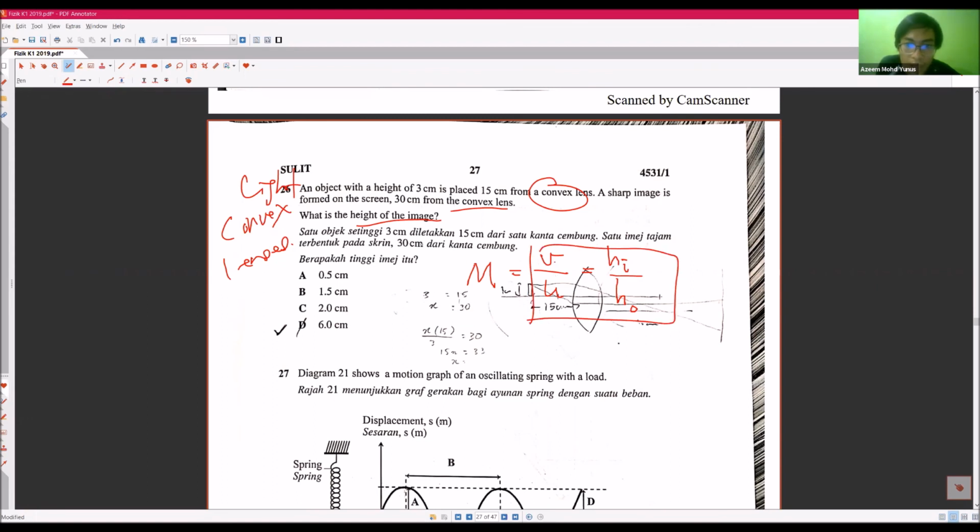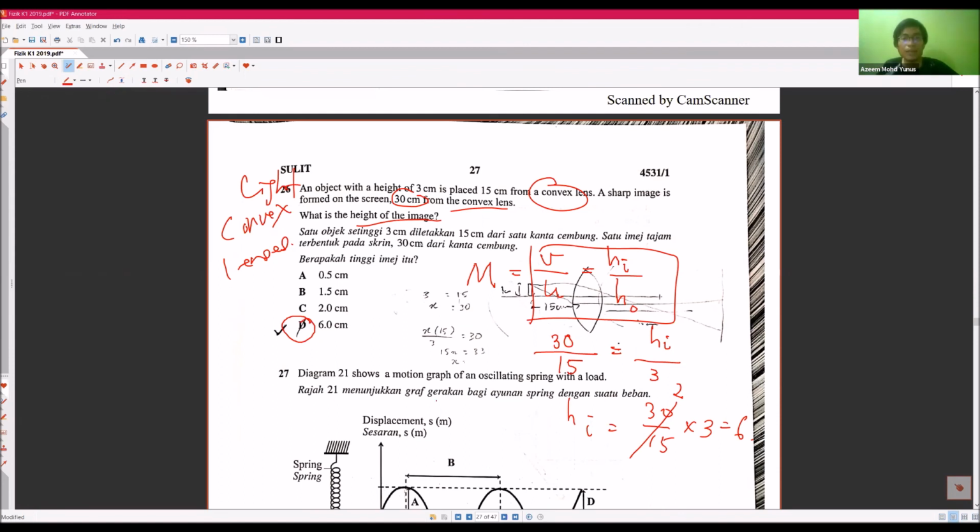Image distance is 30 cm from the convex lens. Object distance is 15 cm. Height of image is what we need to find. Height of object is 3 cm. So height of image is actually 30 over 15 times 3. 30 over 15 is 2. 2 times 3 is 6.